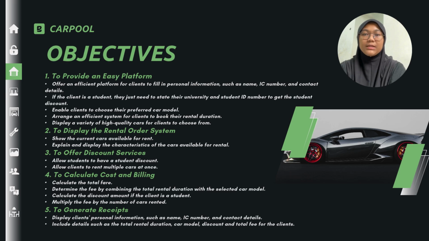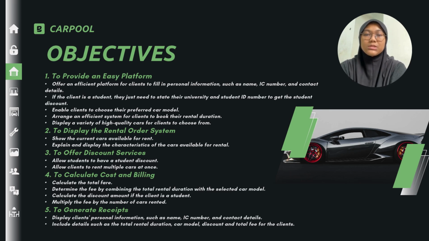First is to provide an easy platform, offer an efficient platform for clients to fill in personal information such as name, IC number, and also contact details. If the client is a student, they just need to state their university and student ID number to get the student discount. Enable clients to choose their preferred car model. Arrange an efficient system for clients to book their rental duration. Display a variety of high-quality cars for clients to choose from.